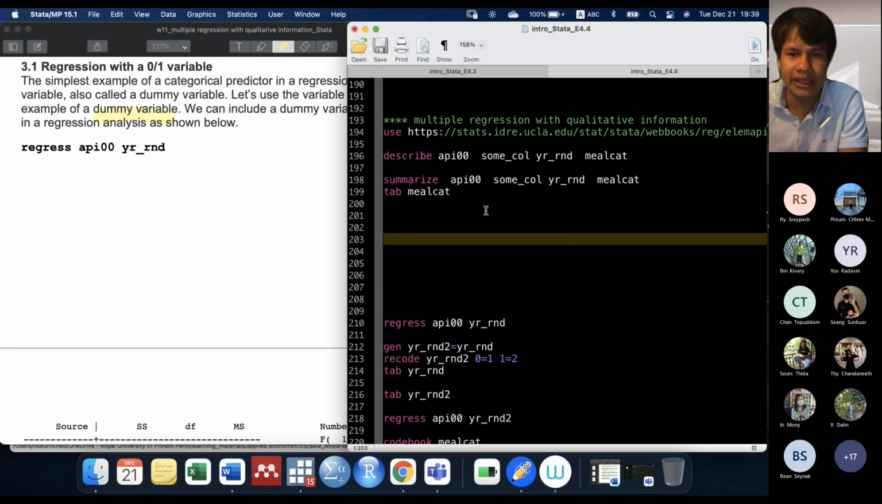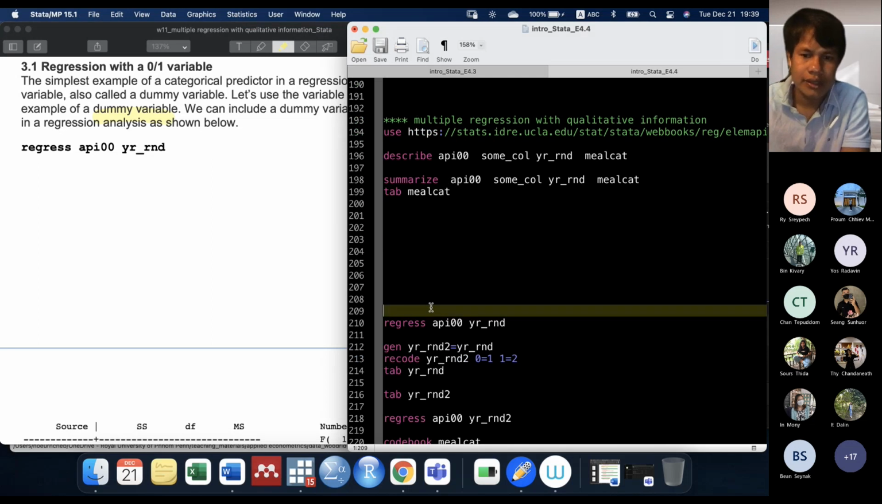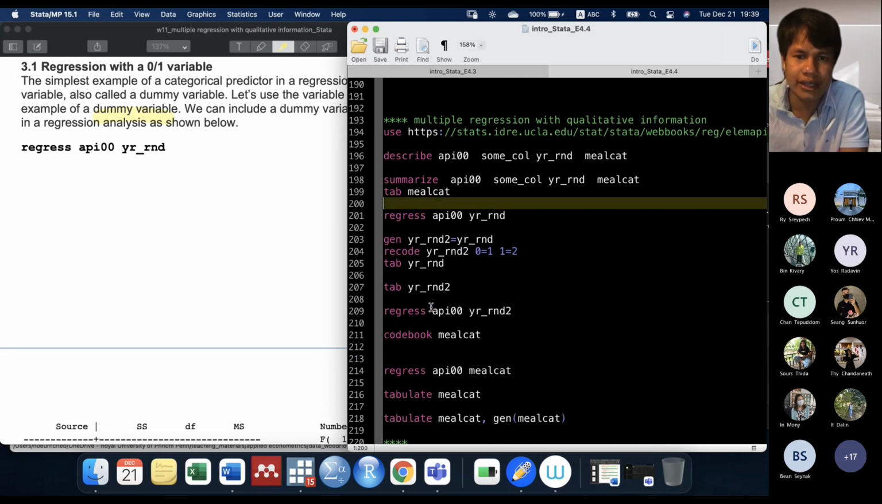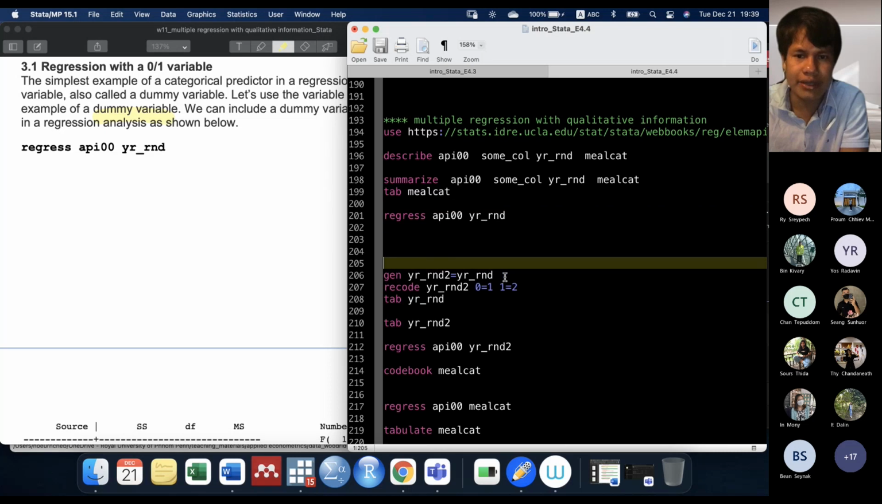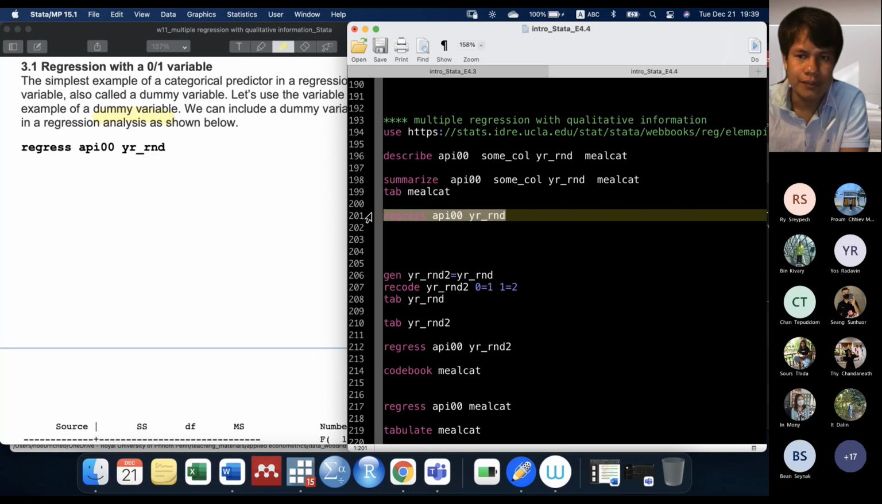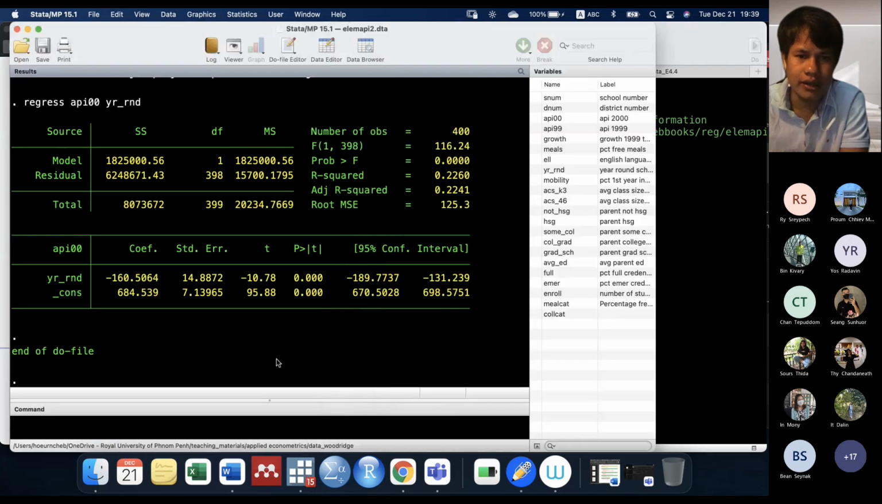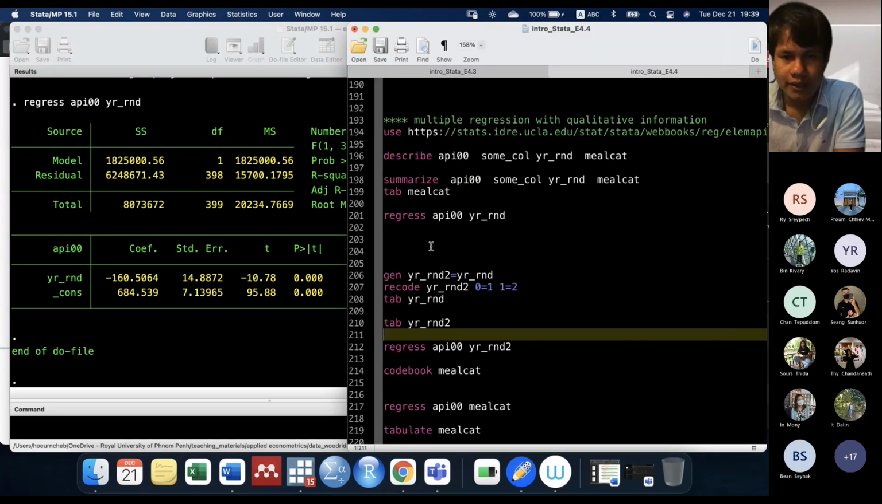So simply run this: regress AP00 year round. Just run a simple linear regression. All right. Now I run a simple linear regression. Regress AP00 year round. Run it. And I got the result. Have you obtained the result? Same as mine.